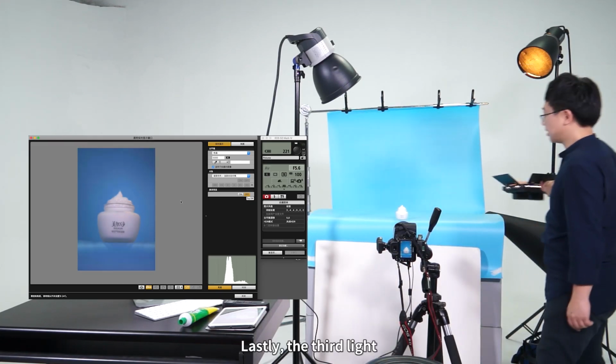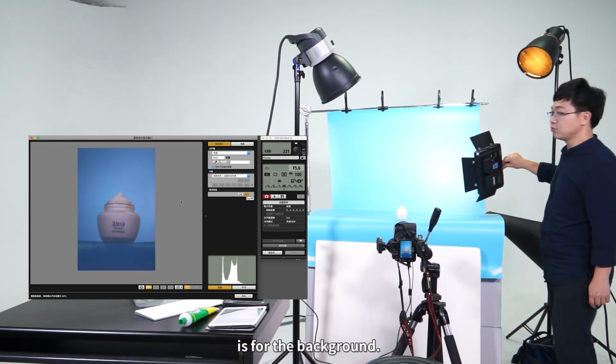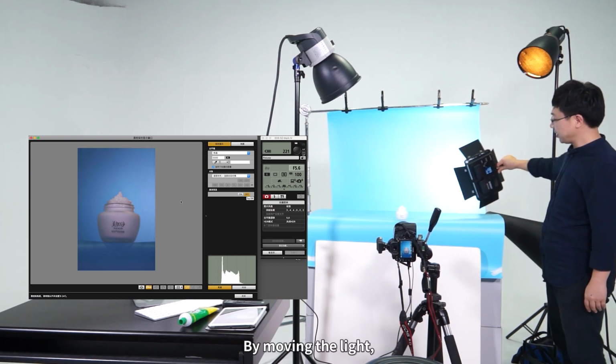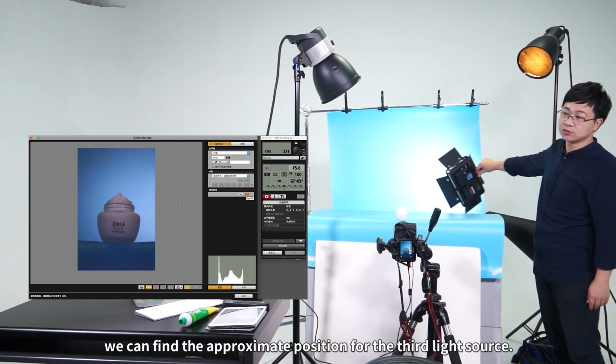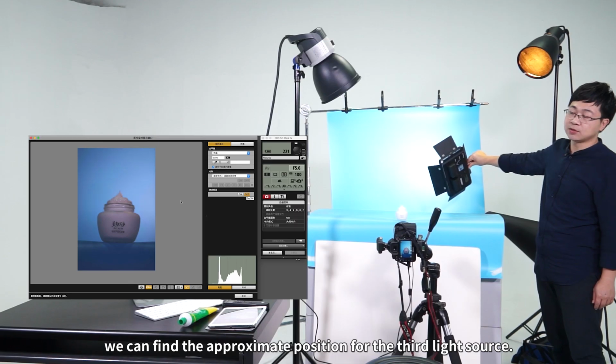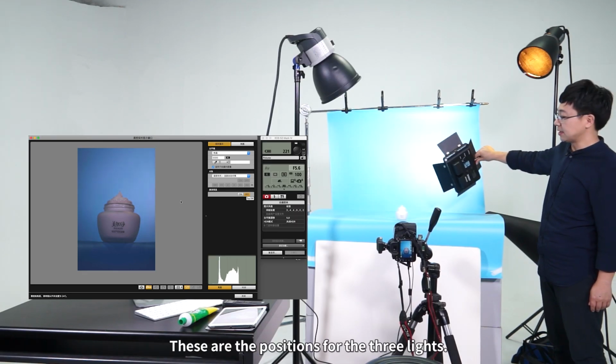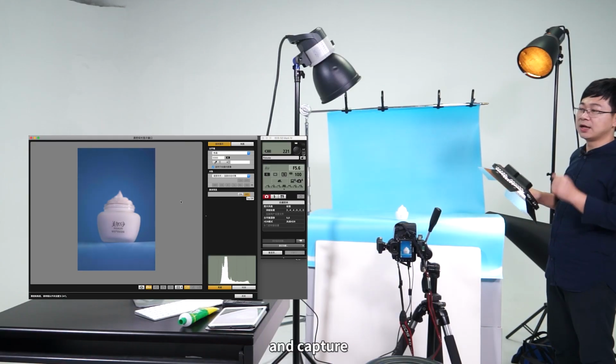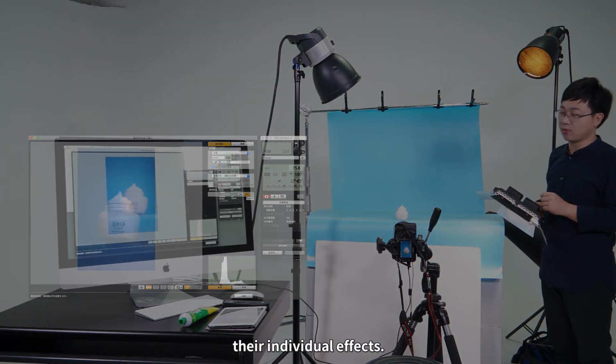Lastly, the third light is for the background. The direction of this light should be towards the background. By moving the light, we can find the approximate position for the third light source. These are the positions for the three lights. We will arrange the lighting accordingly and capture their individual effects.